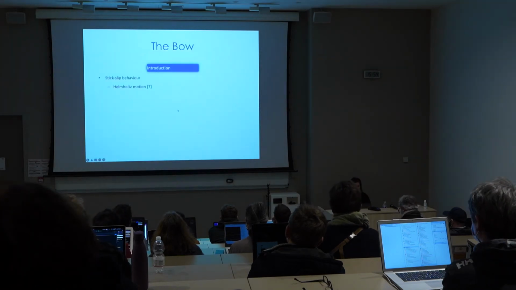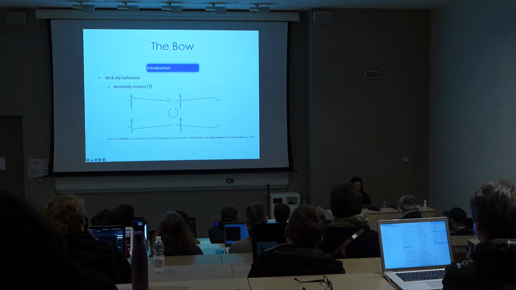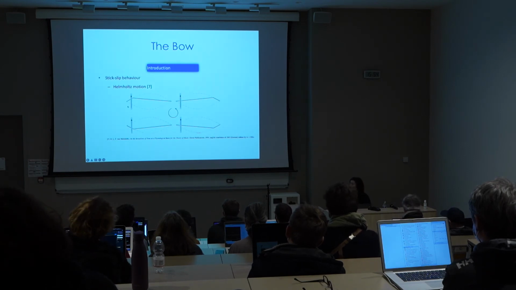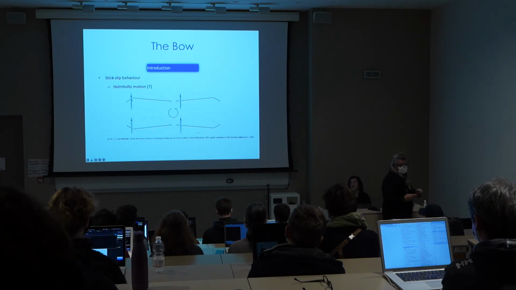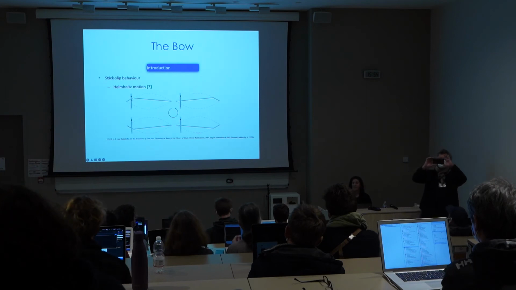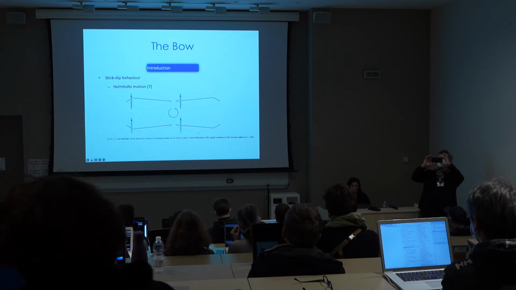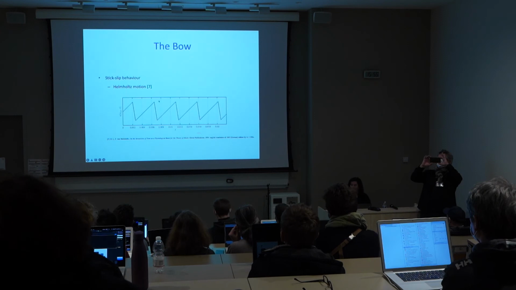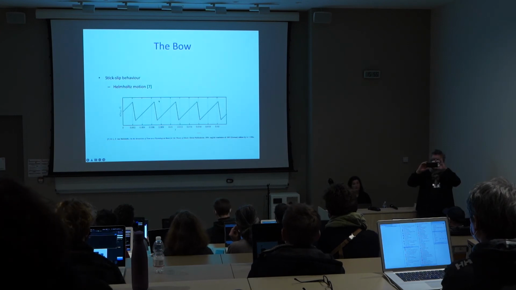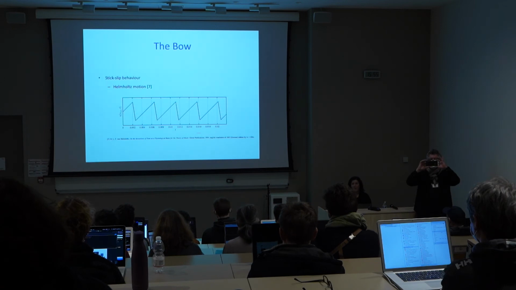But what happens when you bow? Something happens which is called the Helmholtz motion. So if this is your bow, the bow sticks to the string for the longest time, and then it slips for a very short time. This motion creates a sort of sawtooth waveform. And this sawtooth gives you the characteristic sound of a bowed string.